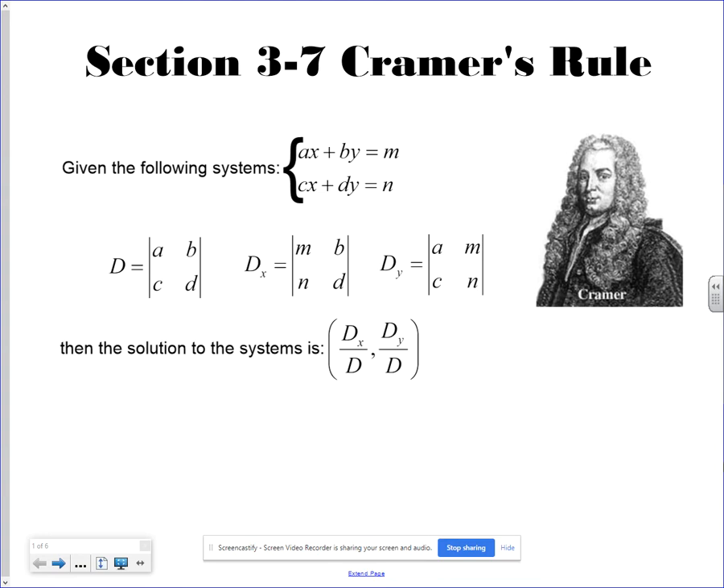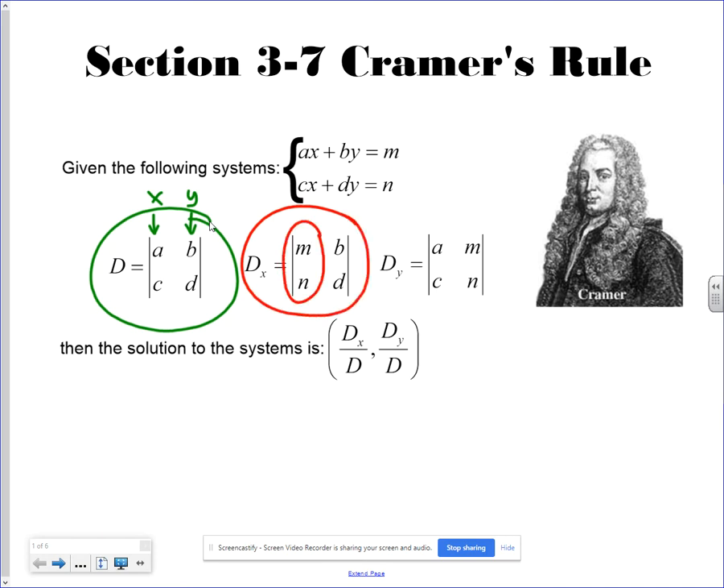So if you're given the following system, ax plus by equals m, cx plus dy equals n, what you can do is take your coefficients and write them as a matrix. We're going to call that D. We've got the x coefficients here, the y coefficients here. Now if you look at the next matrix, it's D sub x. What did I do? I took out the x coefficients and replaced them with these values. The y coefficients stay the same.